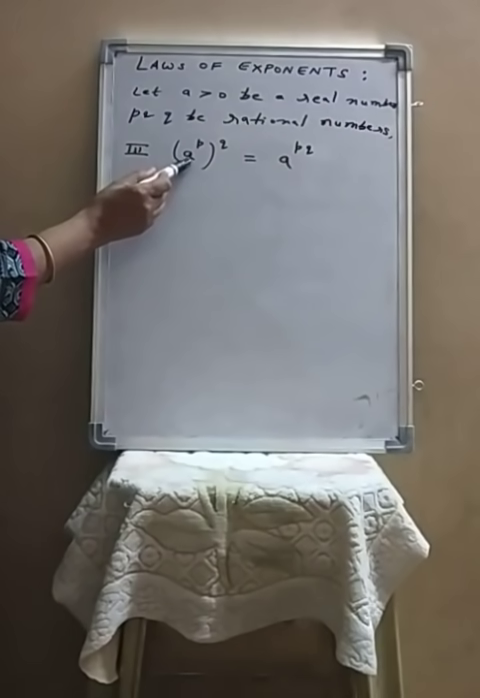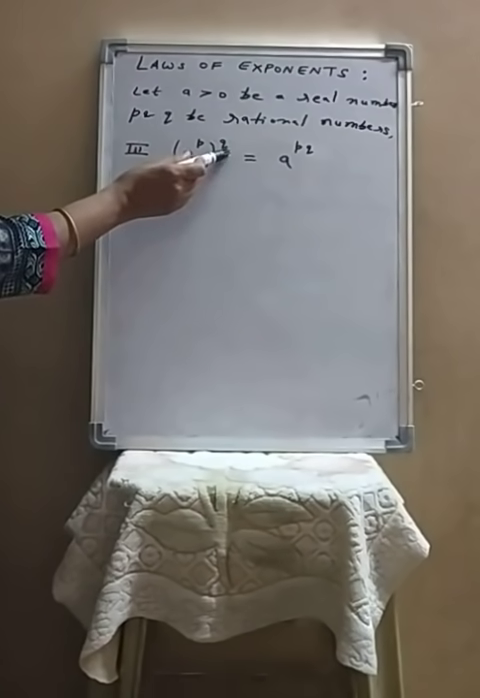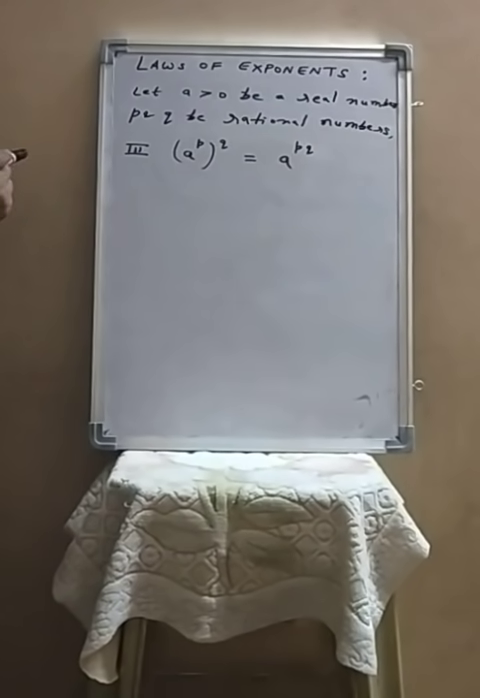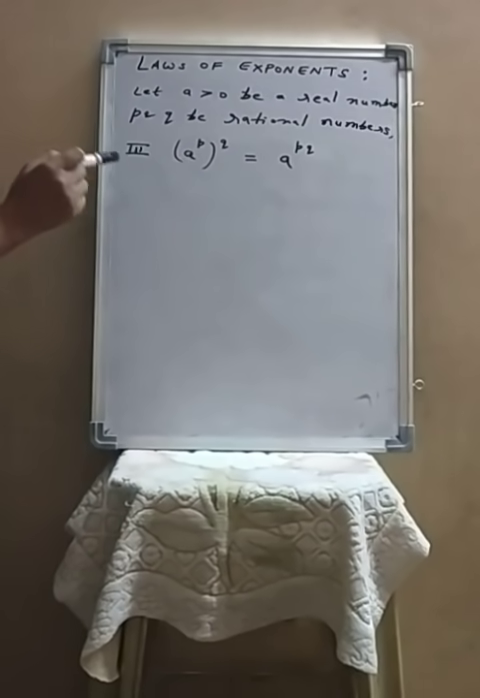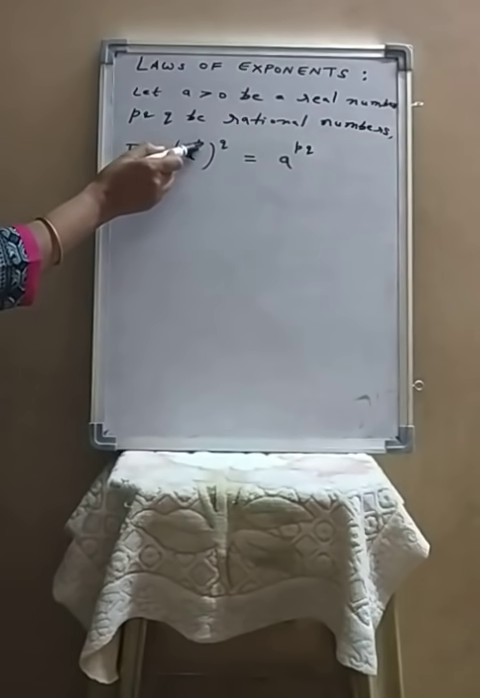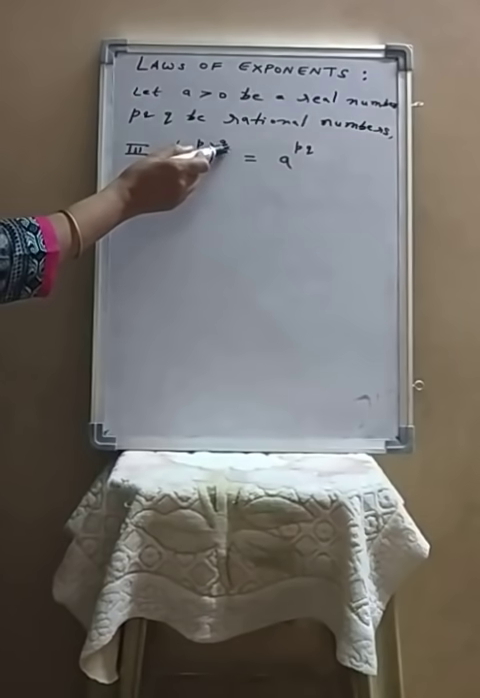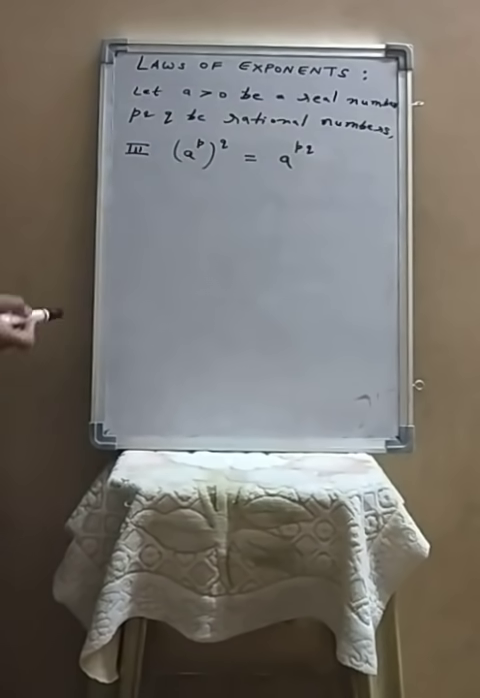Now let's see the third law. If I have a number raised to the power p and outside the bracket there is another power q, it means for the same base, if we have two different powers, then we can multiply those powers. So a raised to power p, raised to the power q, can be written as a raised to power pq. We can take the product of the powers. Let us understand it with the help of an example.